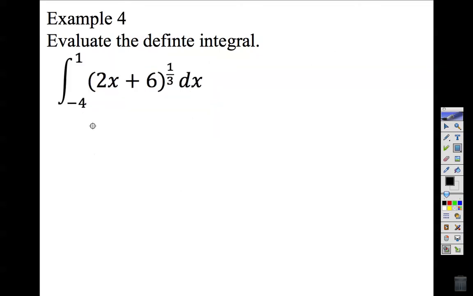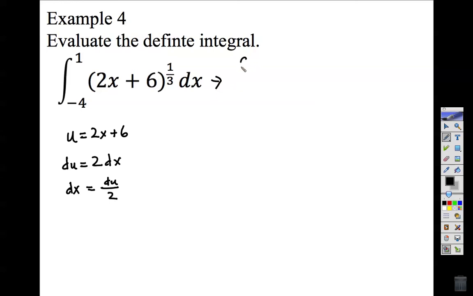In this example, I'm evaluating the definite integral from -4 to 1 of 2x plus 6 all raised to the 1 over 3 with respect to x. Again, I'm using substitution. U equals 2x plus 6, very similar to the previous one. Find the derivative, that is equal to 2 dx. So if I solve for dx, that is going to equal du over 2.